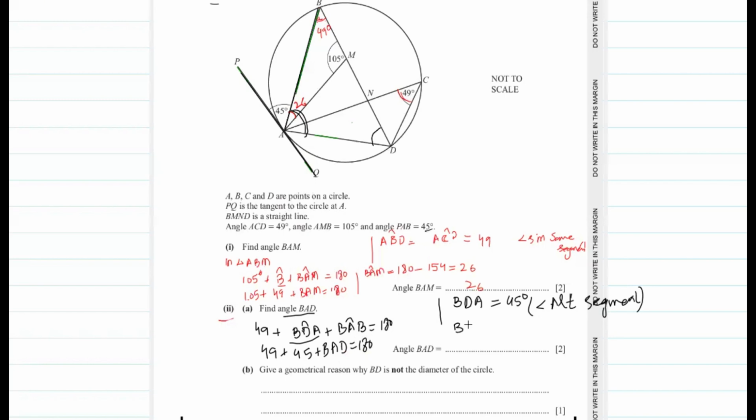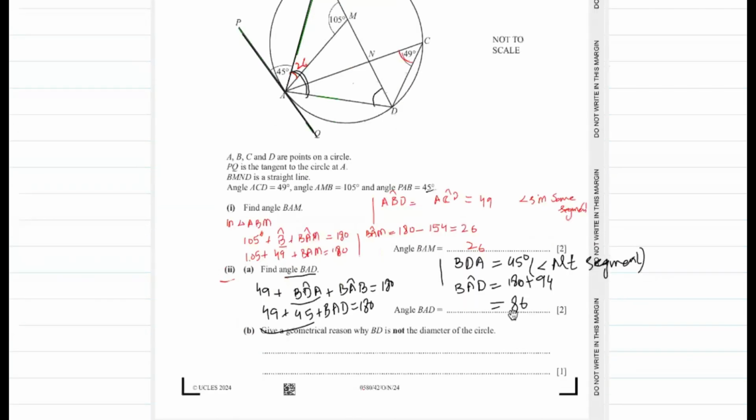And this angle BAD will be equal to 180 minus the sum of 49 plus 45 plus 49. This will be equal to 94. And we take the difference, we get the answer 86 degrees. Next part, we give the reason why BD is not the diameter of the circle.